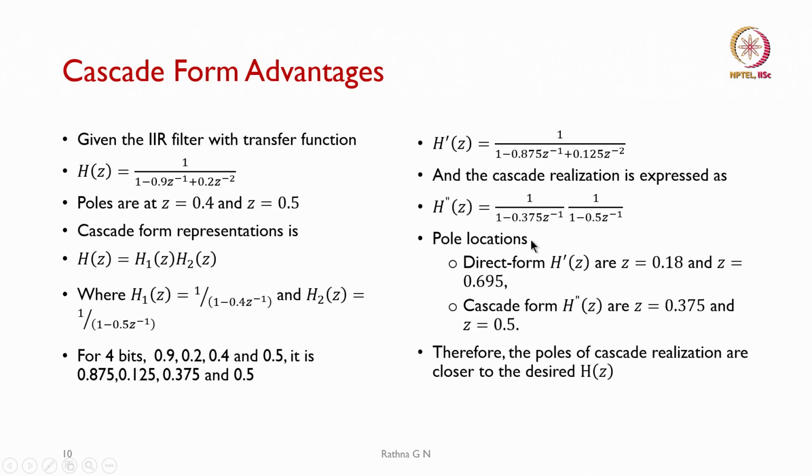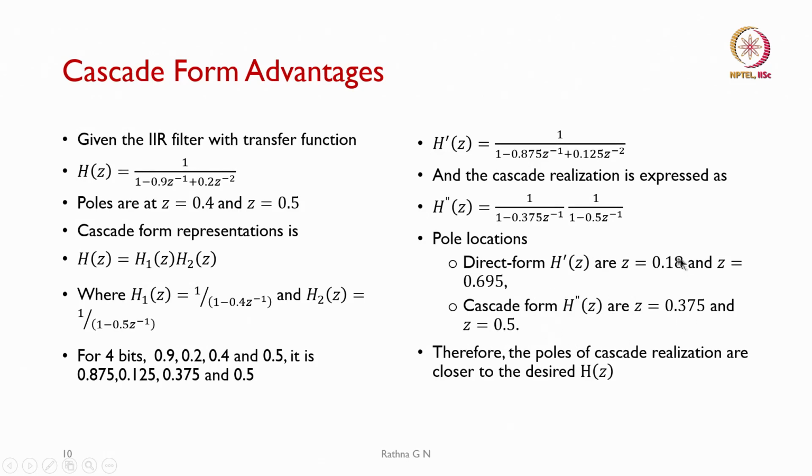So, what happens to the pole locations? In the direct form, because these are the quantized values we are going to represent, H'(z) has poles at z = 0.1 and z = 0.695. In the cascade form, what happens to our H'(z)? Here it is going to be z = 0.375 and 0.5.